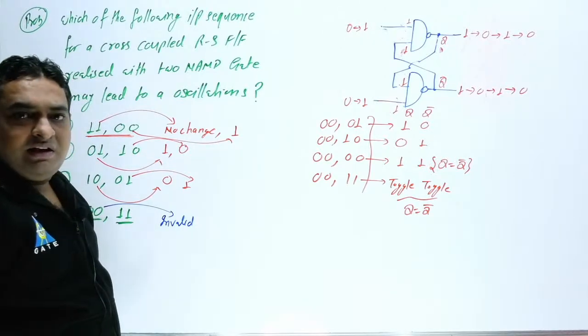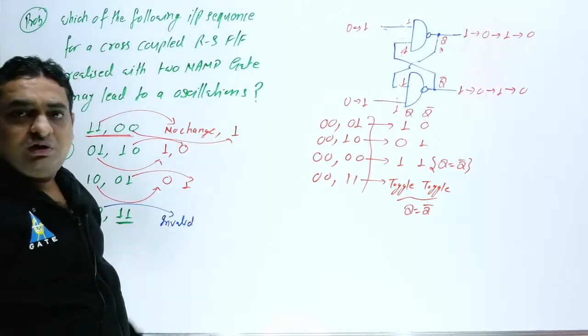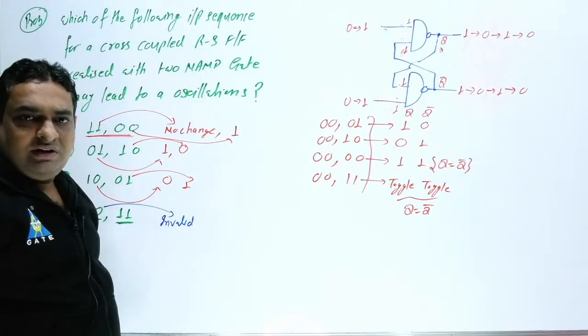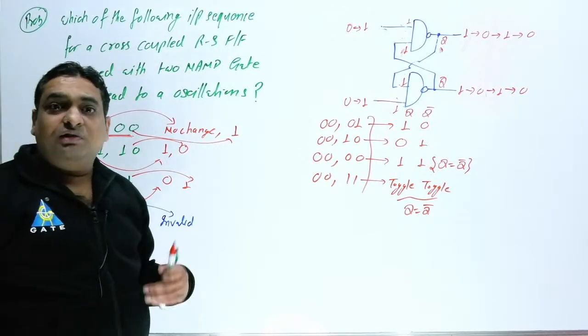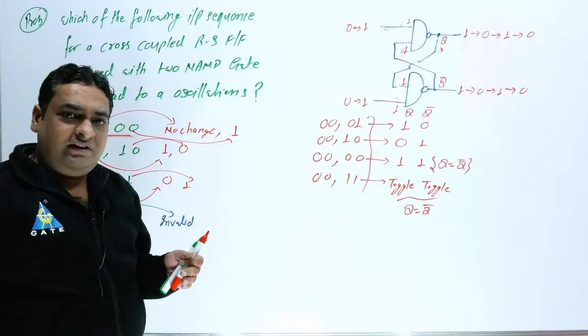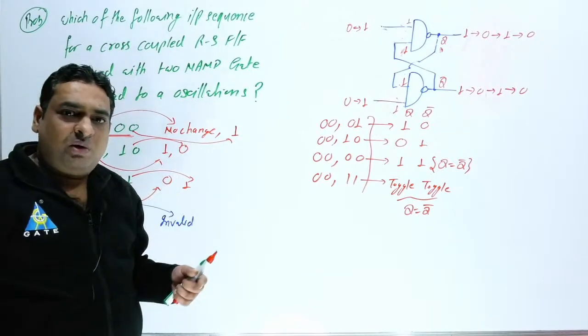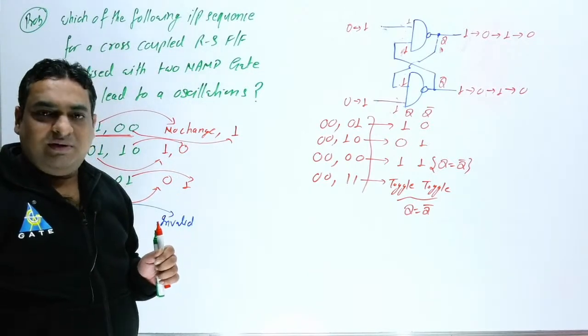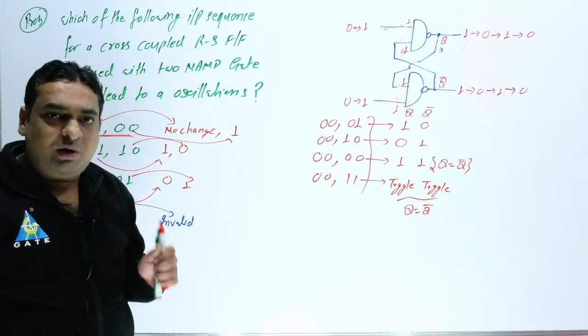Then we are applying here, first you are applying 0, 0. So in 0, 0 you are getting invalid. And in 1, 1, generally you get no change. But when will you get no change? When the previous output was a valid state. This is the important point.